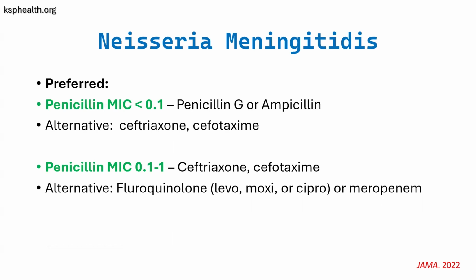Neisseria meningitidis: when the penicillin MIC is less than 0.1, the preferred agent is penicillin G or ampicillin. Alternatives are ceftriaxone or cefotaxime. When the MIC is 0.1 to 1, the preferred agents are ceftriaxone and cefotaxime. The alternatives are fluoroquinolones such as levofloxacin, moxifloxacin, or ciprofloxacin, or meropenem.